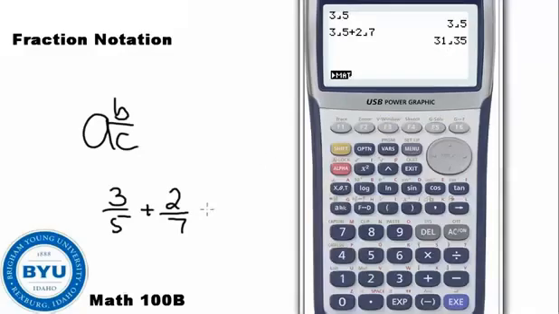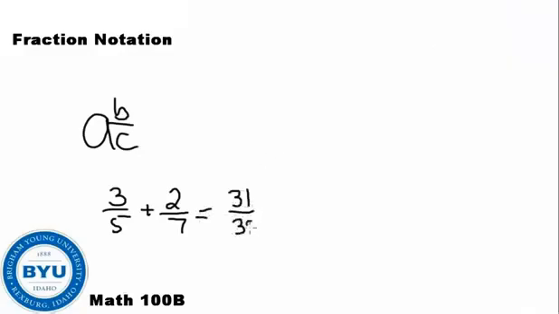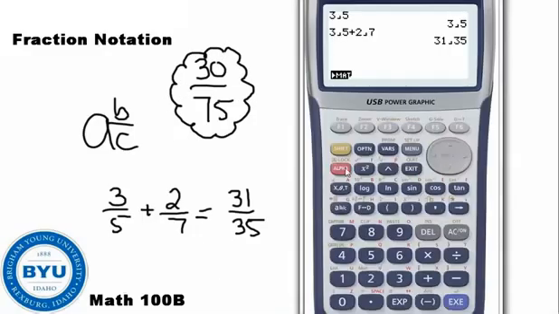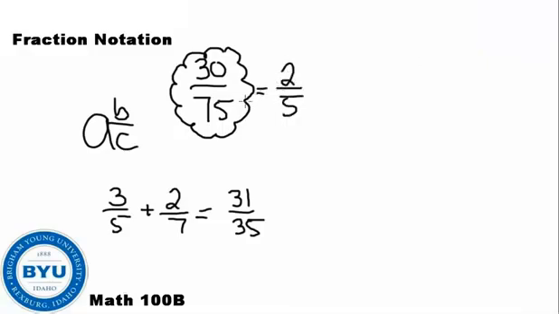The answer is 31/35. It also can simplify fractions automatically for you. For example, if we had the fraction 30 over 75, we know that this fraction can be simplified because the top and the bottom can be divided by 5. So notice the calculator will do that for you as well. If we go 30 and then do the fraction and 75 and push the enter button, it'll automatically reduce it for me. Notice that 15 actually goes into each of those numbers, and so the answer is 2/5. Your calculator will automatically always simplify fractions for you.